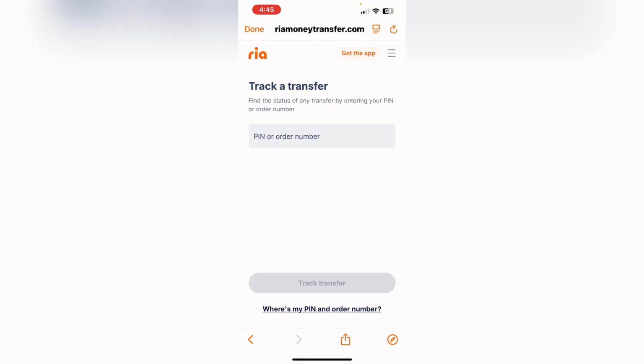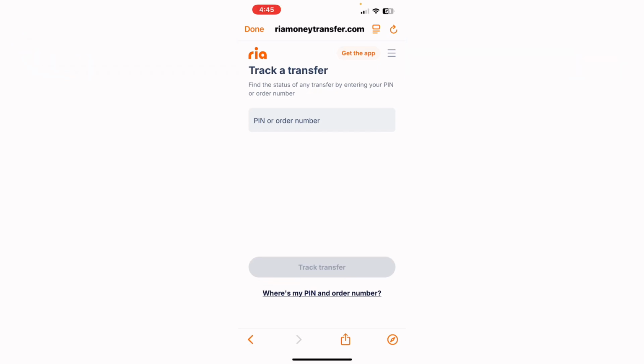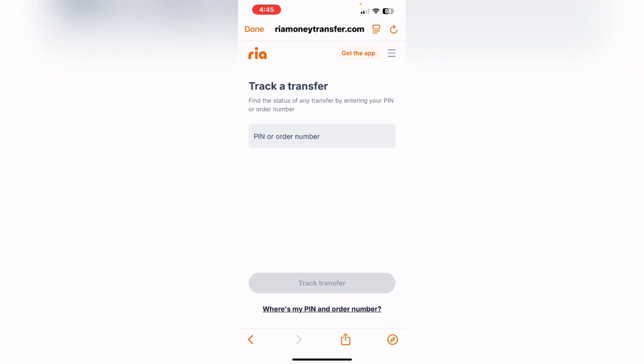The RIA Money Transfer app allows you to send money, track transfers, and find nearby agent locations with ease. And with over 35 years in the industry, RIA has facilitated over 1 billion secure transfers globally. Whether you're supporting family overseas or managing international payments, RIA offers a convenient and trusted solution for your money.